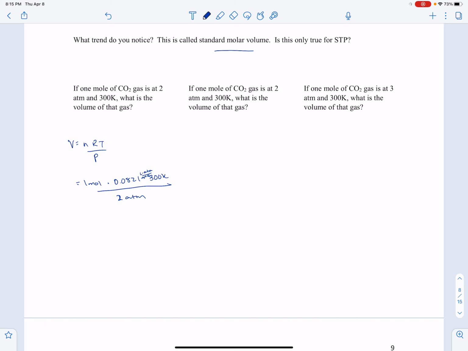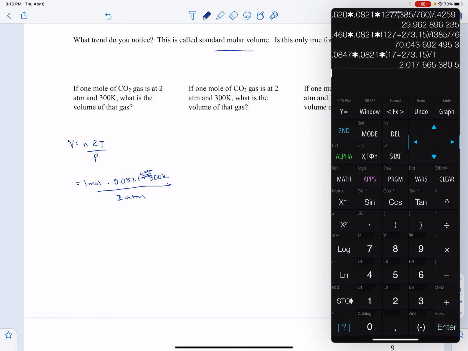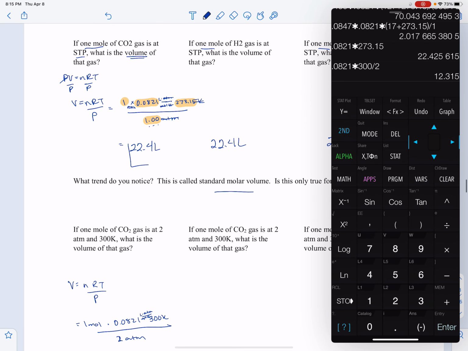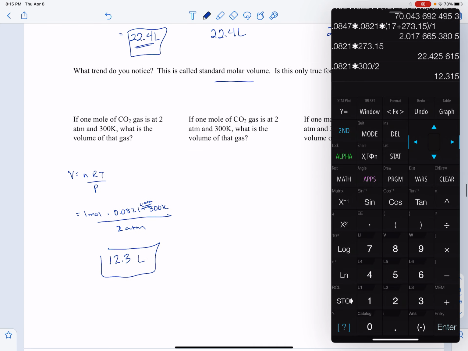When we put this in our calculator, we will get 0.0821 times 300 divided by 2. So that gives us 12.3 liters. So that is not the same as this. So only at STP can you use that straight up 22.4. Let's see how they compare to each other.